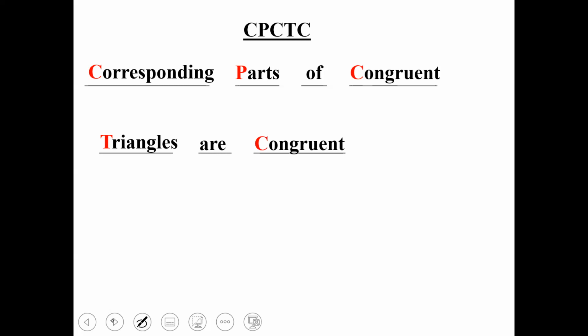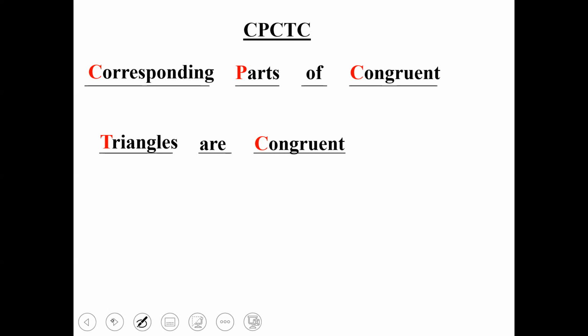Okay, so CPCTC means corresponding parts of congruent triangles are congruent. What that means in a lot less words is this: if we can prove that two triangles are congruent to each other, then we can prove corresponding parts that are not marked, angles or sides that are not already marked. We can prove that those two angles or two sides are congruent to each other, although it's not marked on a diagram or given to us in the proof, okay?